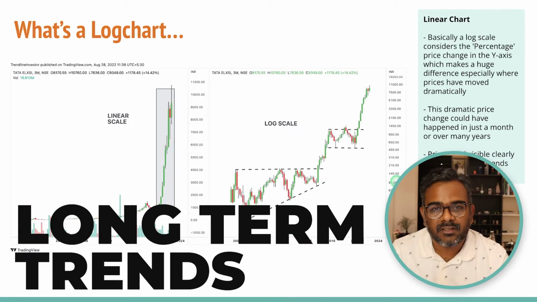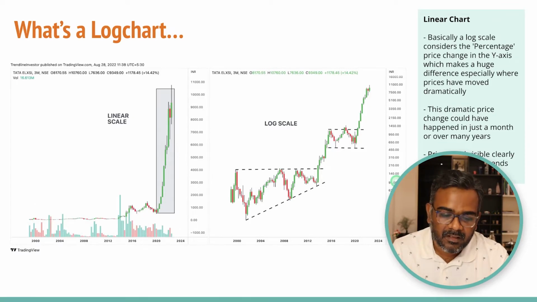So what's the solution? The solution is using a log chart. I've taken the same Tata LXI chart over here, and I've shown you a linear chart, and I've shown you the log scale here. If you take a look at these two, it's very clear what happened in the log chart. We had a massive consolidation, and then we had a breakout. Again, we had a massive consolidation. Again, we had a breakout.